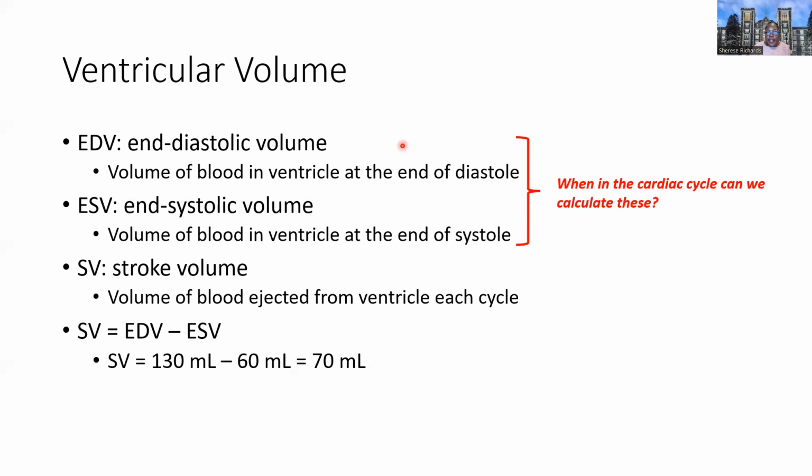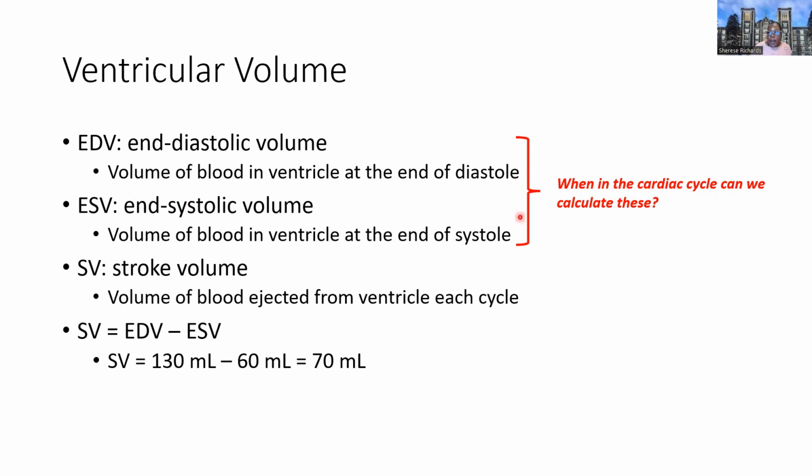When do you think we'd be able to measure these volumes? Okay, so I'm seeing end of systole and end of diastole. That is correct. That would be the end of systole, which is the ending of phase one. We would be able to tell the end diastolic volume at the end of phase one. Very correct. And we'd be able to tell the end of systole at the end of phase three.